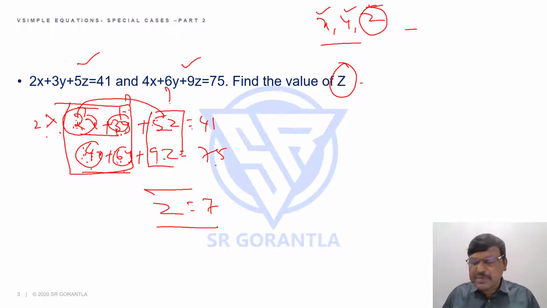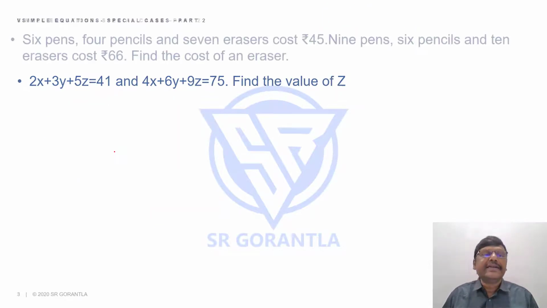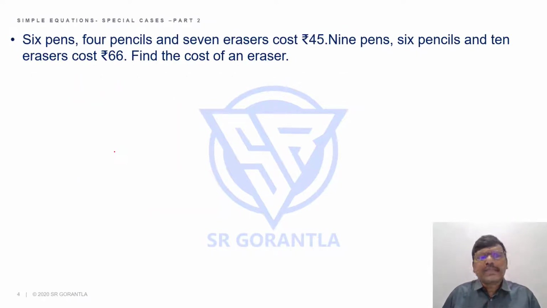The same thing sometimes we'll give in a statement like this. 6 pens, 4 pencils and 7 erasers cost rupees 45. 9 pens, 6 pencils and 10 erasers cost rupees 66. Find the cost of an eraser. It's similar to that, students. If I say cost of pen is x, cost of pencil is y, cost of eraser is z, what is the equation I can write?